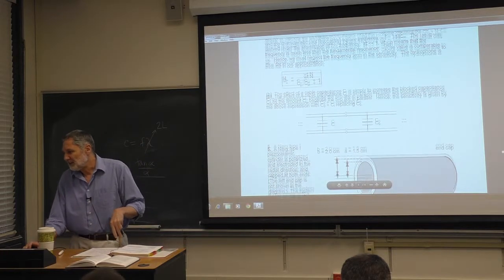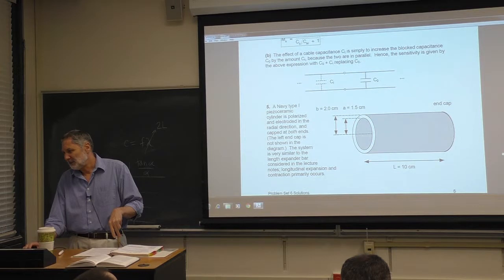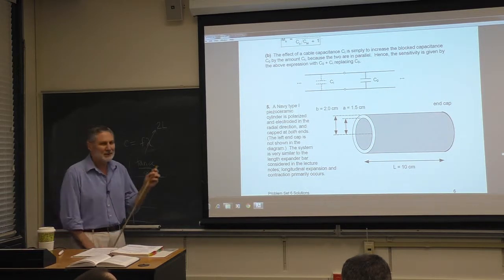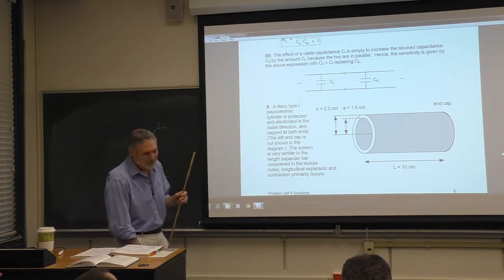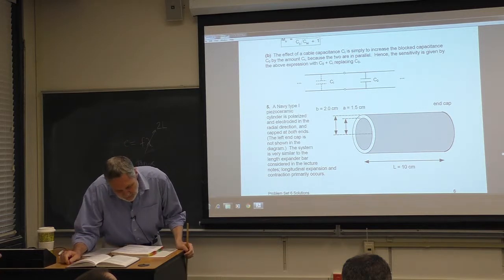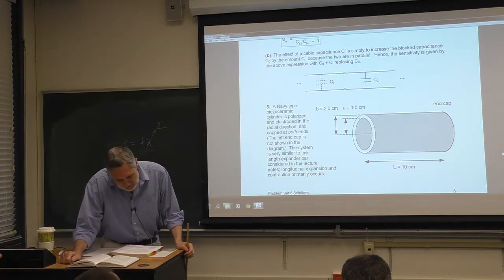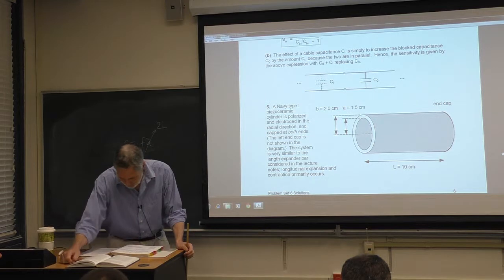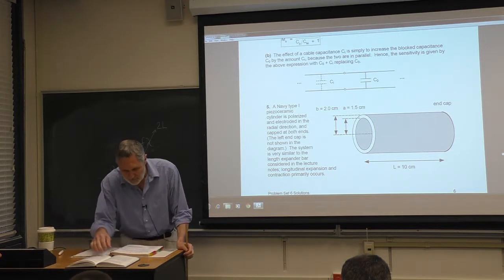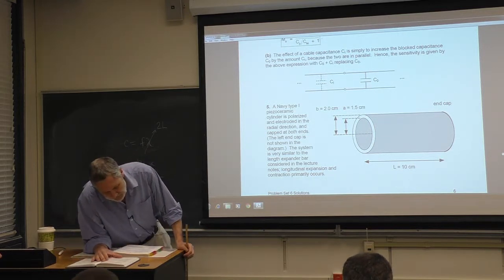Okay, here's the final length expander bar problem. It doesn't look like a length expander bar, but you know what's coming here, right? So here's the problem. We're told that it's Navy type 1. Oh, we're going to do numbers here. Yeah, right. Okay, that's good. It's Navy type 1. There's radial polarization.